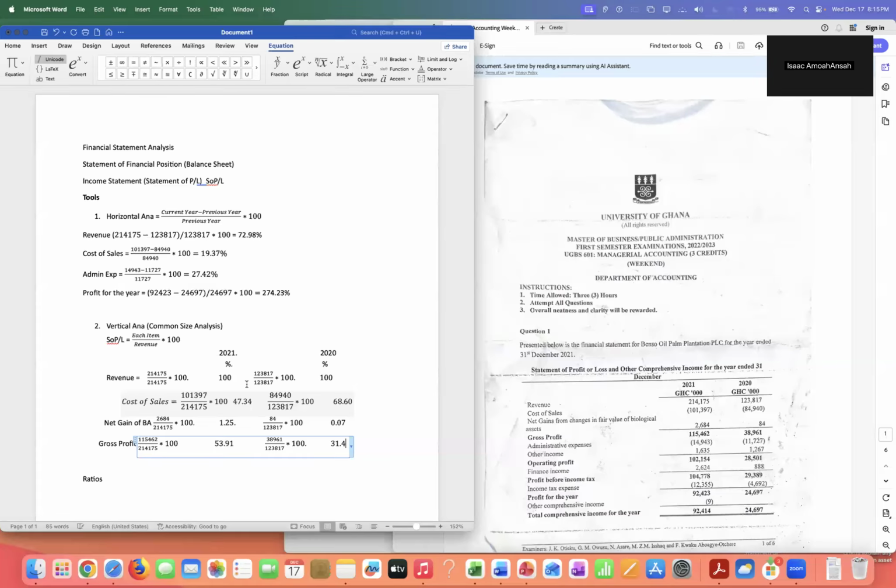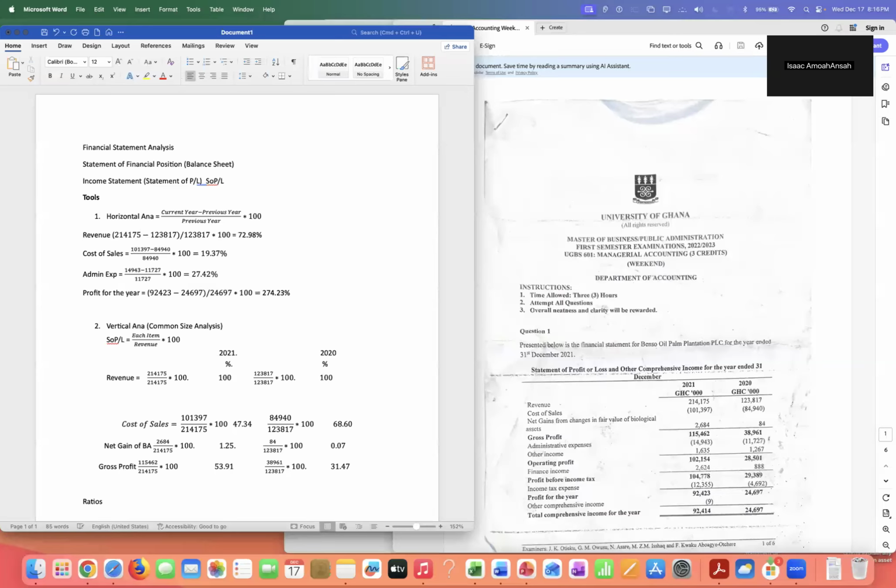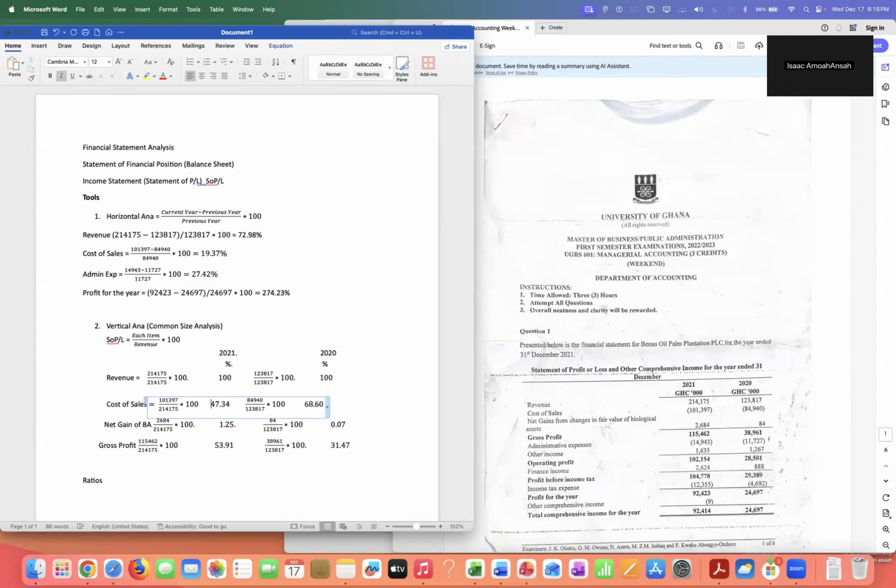All right. This is looking a bit okay. Let me see if I can sweep this out. Cost of sales. All right. I think this one will look a bit nicer.